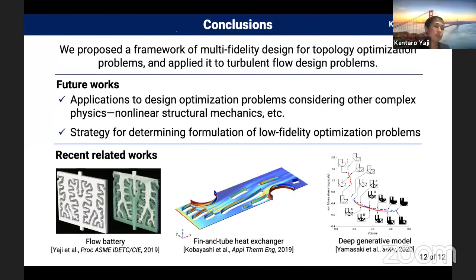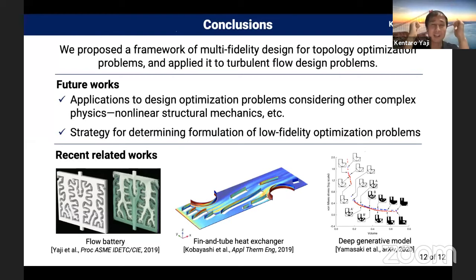Yes, it's a good question because the accuracy of the low fidelity model is the most important in this research. But now I cannot find a systematic approach for getting a very precise model compared with the high fidelity model. We are based on the previous work's results and estimate what is a good shape.